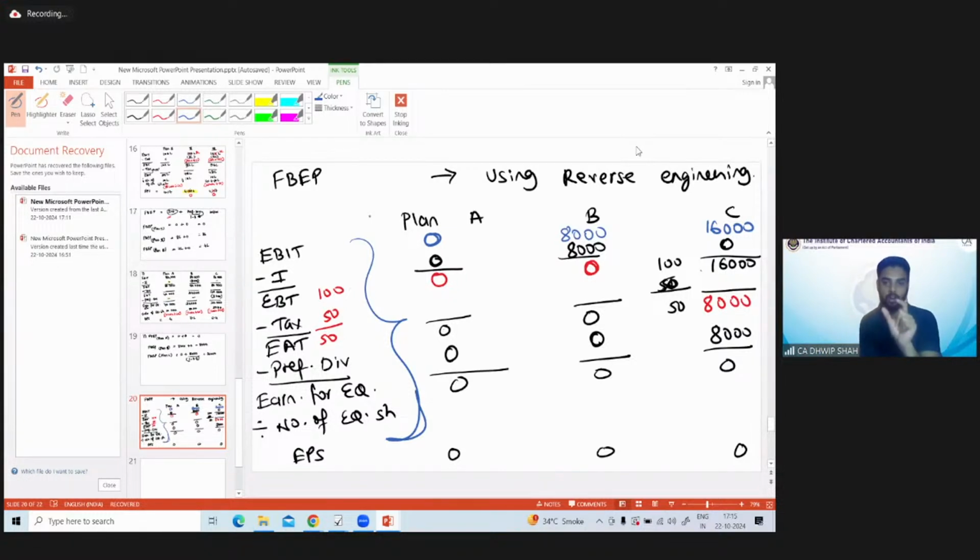There has to be a short and quickest way to solve. So we have devised a formula. I guess Abdan had this query, that divided by 1 minus t. So we are coming from after tax to before tax, so you need to divide it by 1 minus t. Understood? The logic of financial break-even point is reverse engineering only, but we need to devise some quickest way to solve. As a financial manager, our task is to solve very quickly.